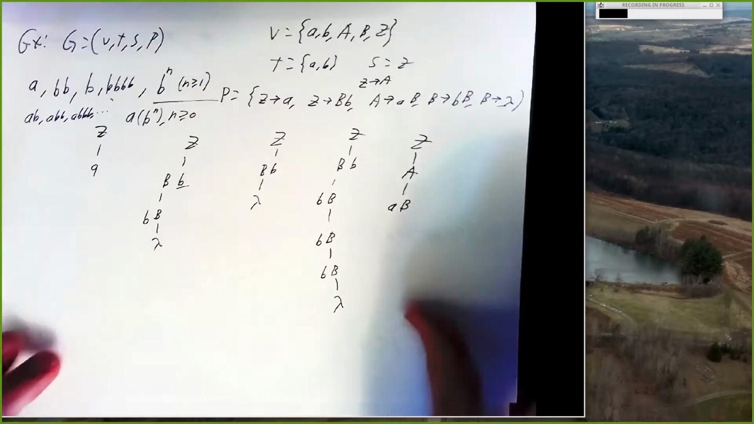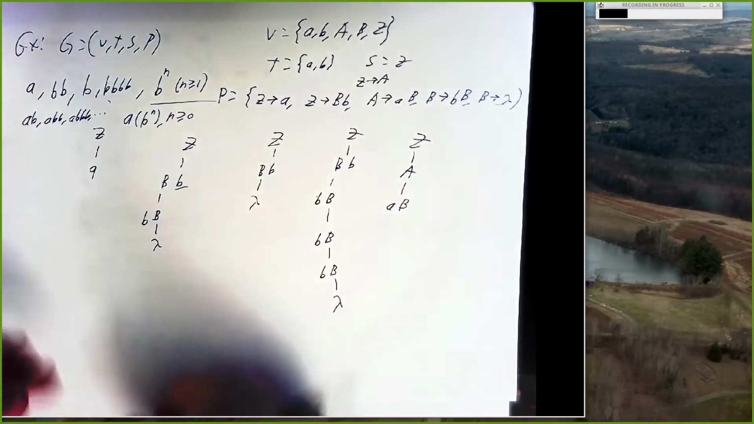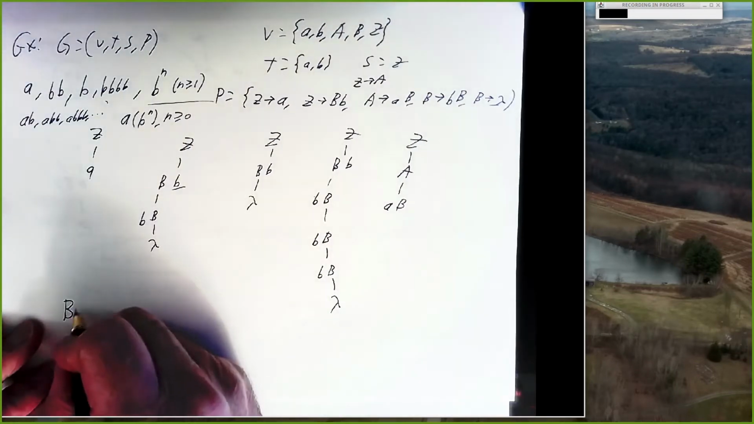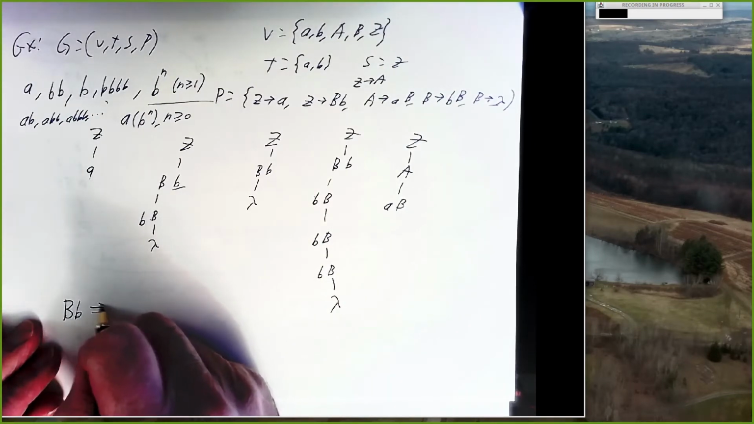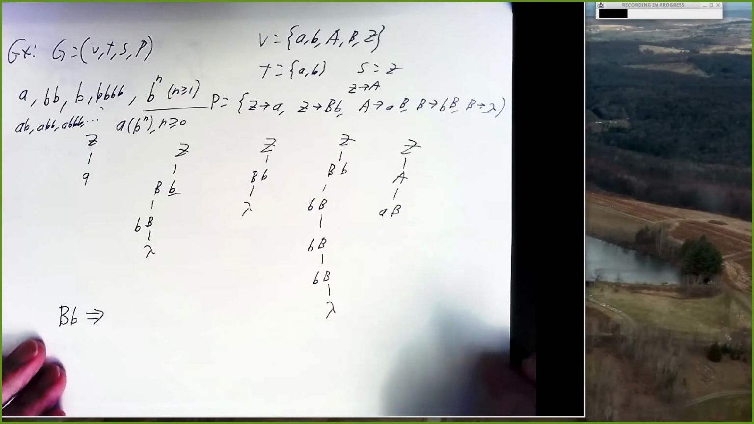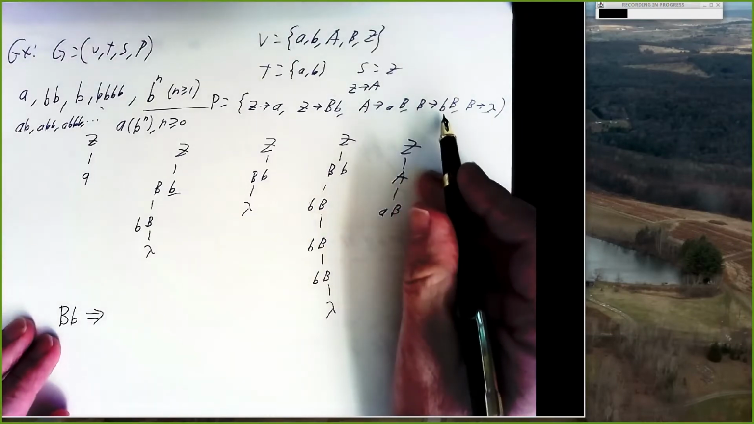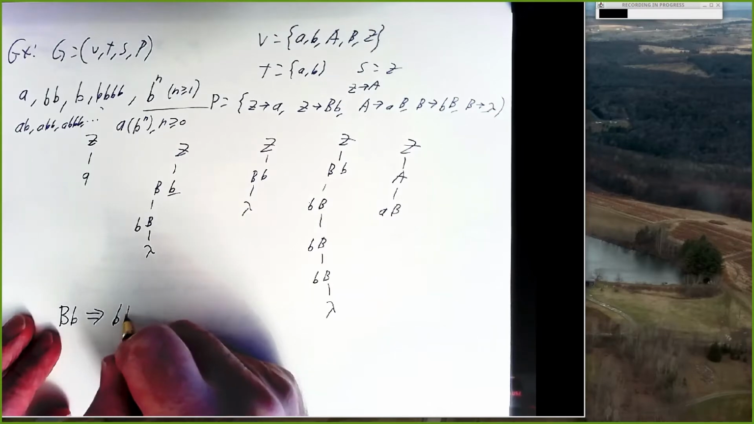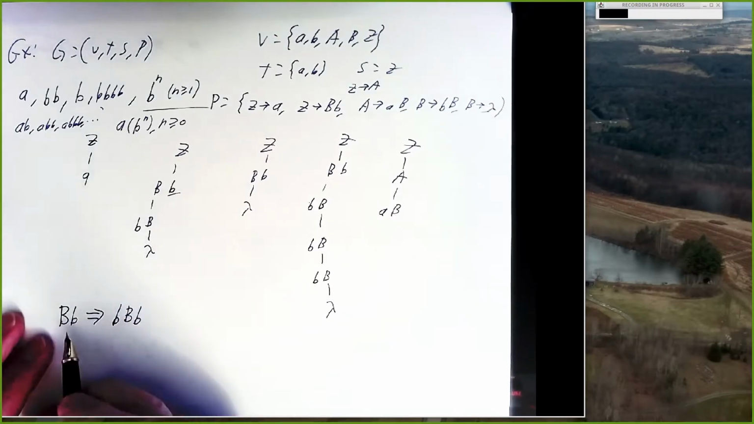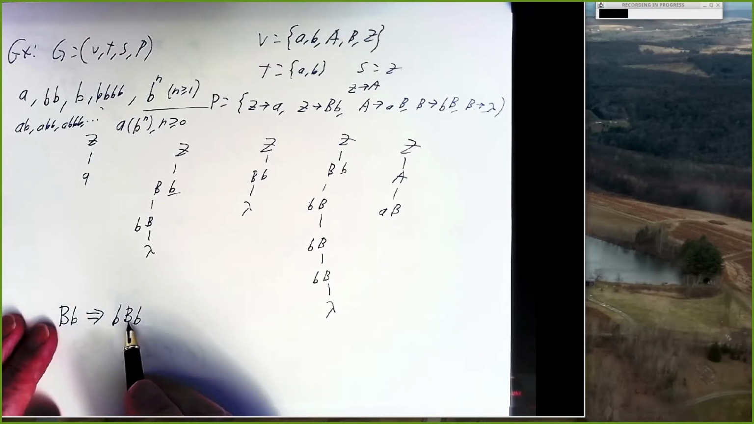And so in this case, for example, the string big B, little b, since we know that a big B can be replaced with a little b followed by a big B, this is directly derivable from that. Because for that B, there's a production rule to change it into little b, big B.